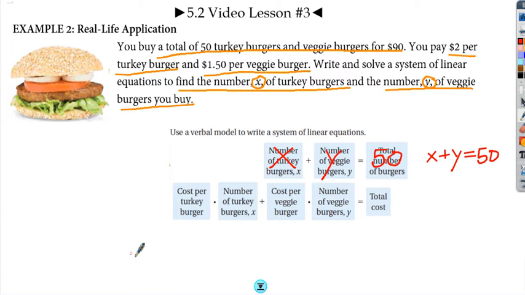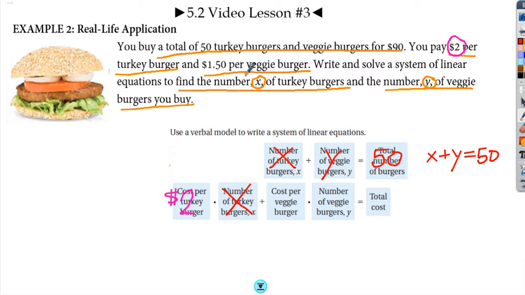Now I have to do the second equation. It tells me to use the cost per turkey burger. And if you look back in the story, it says each turkey burger is $2. So this is $2 here. And we know that number of turkey burgers is represented as X. And that's what we're trying to find. So let's leave that as X.